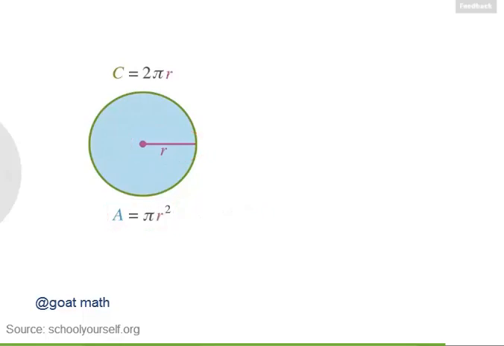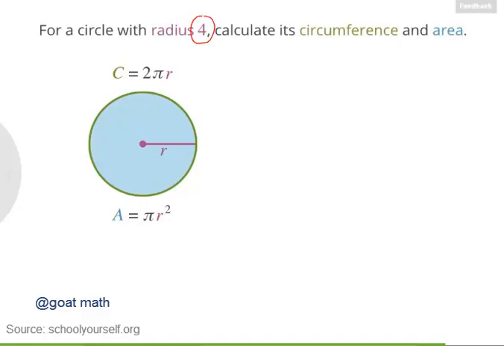Let's try taking these formulas for circumference and area for a spin with a sample problem. For a circle with radius 4, calculate its circumference and area. Let's find the circumference together and then you'll find the area. So circumference equals 2 pi r and the radius is 4. So that's 2 times pi times 4, which equals 8 pi. And pi times 8 is approximately 25.1.